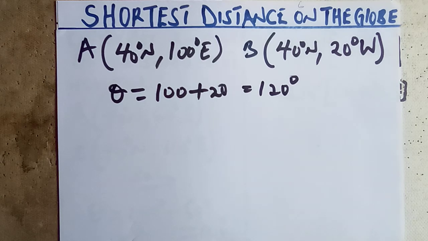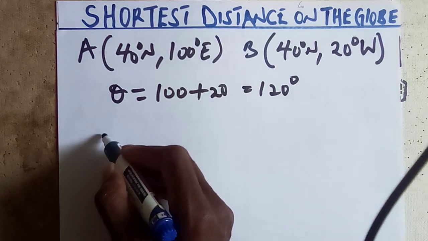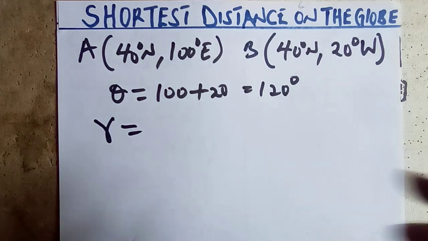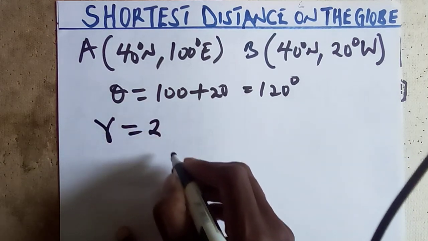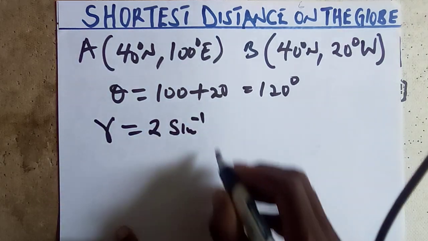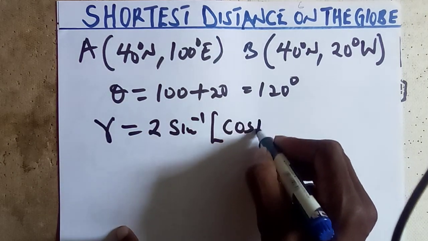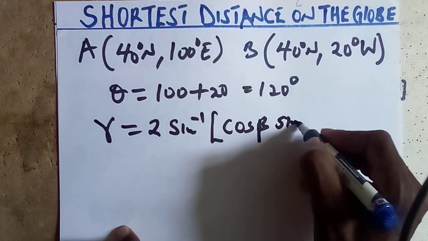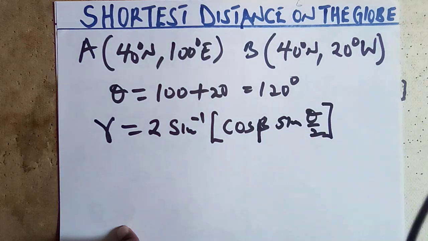Now, from this, realize that this is a small circle, and therefore, if you want to find the shortest distance between the two points, we are going to convert it to a great circle. How do we do this? We are going to apply this formula: gamma, which is the angle difference for a great circle, is given by twice sine inverse of cos beta, where beta is the latitude, times sine theta over 2. Remember, this theta is the angle difference for the small circle.